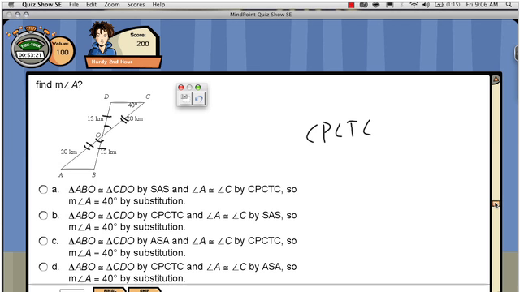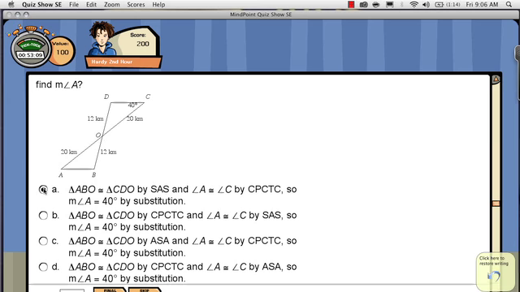So it's going to be either A or C. No, it's A. It's not angle-side-angle, and then it's side-angle-side. So it is A. Nice work.